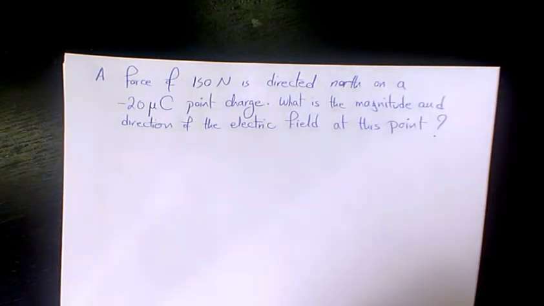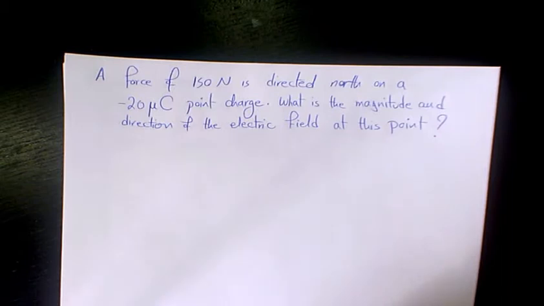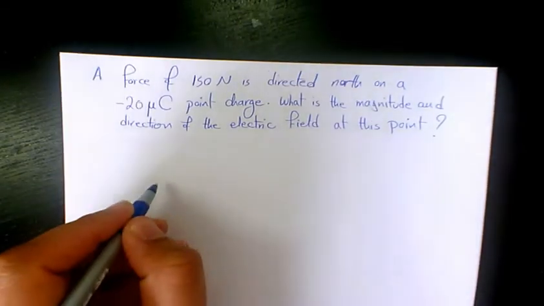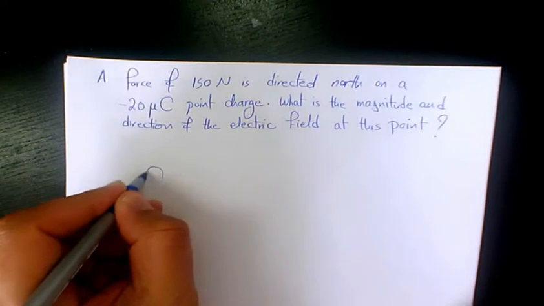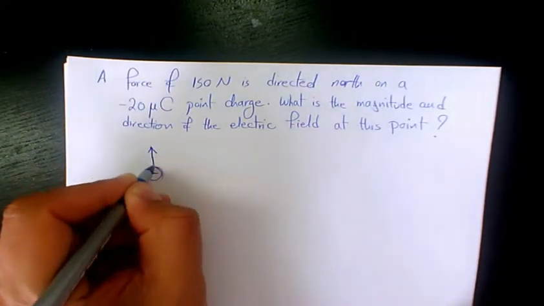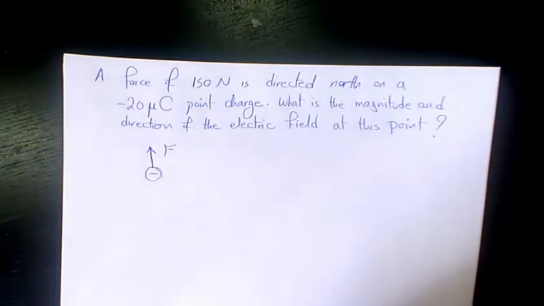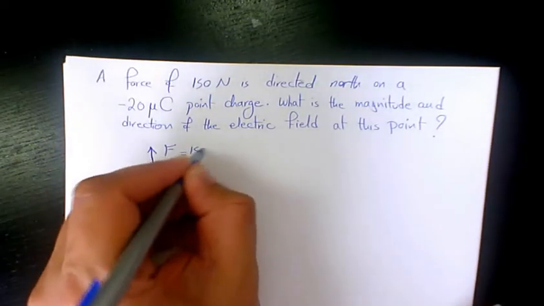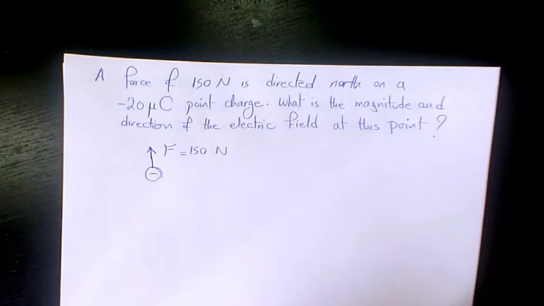A force of 150 Newton is directed north on a negative 20 microcoulomb point charge. What is the magnitude and direction of the electric field at this point? So we have this charge here. And it says we have a force going toward north, and the magnitude of this force is 150 Newton.